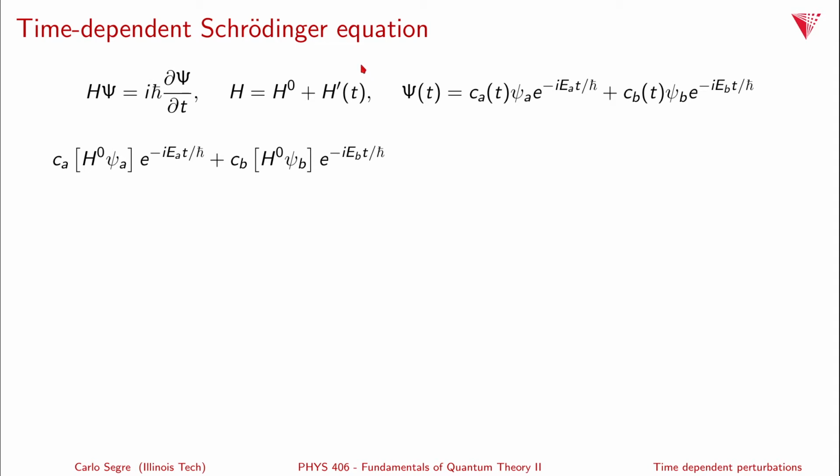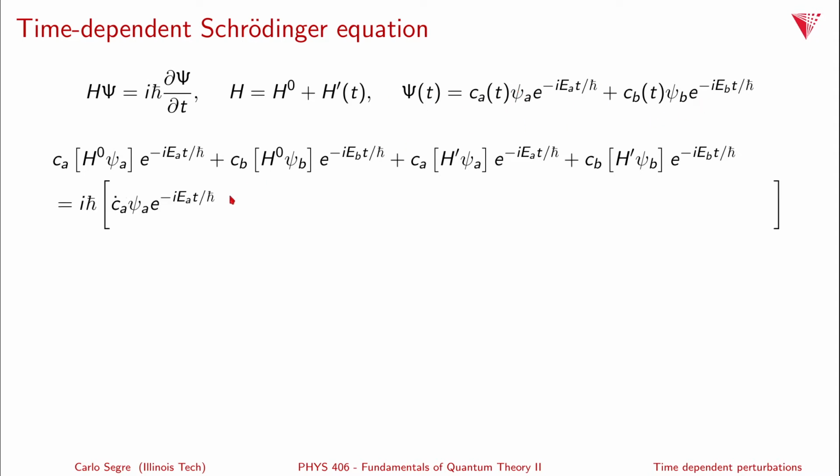And then we have the corresponding terms with H prime. That is Ca H prime psi A e to the minus i E sub A t over h bar, and similarly Cb H prime psi B e to the minus i E sub B t over h bar. On the right side, we have to take the derivative of these two terms, and we get four terms out of that. The first one would be i h bar times Ca dot, the time derivative of Ca, psi A e to the minus i E sub A t over h bar. Similarly, we have Cb dot, psi B e to the minus i E sub B t over h bar.